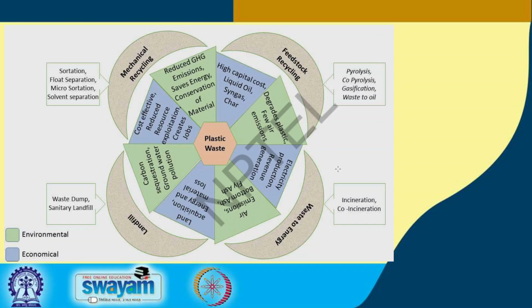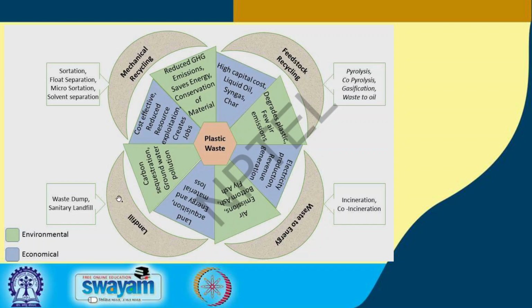So this is the comprehensive slide we have discussed earlier. In mechanical recycling, sortation, flotation, micro sortation, and solvent separation are there. That is cost effective and all. Then it reduces GHG emission, saves energy, and conserves material. Then feedstock recycling, we have discussed pyrolysis, co-pyrolysis, or co-incineration. Wherever this co comes, we are incinerating, or we are making plastic as a feed along with other fuels like wood and agricultural waste. These are all given as a co-fuel, so plastic is adding combustion value to it. If you are only using plastic, then it is pyrolysis and incineration.